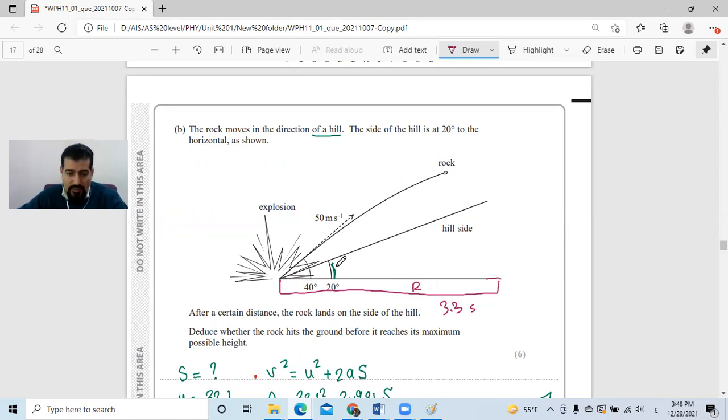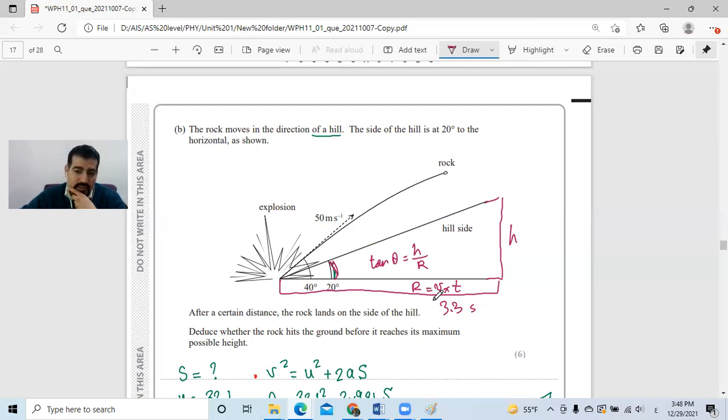If we know the horizontal range and we know the angle here, we can find how much is the height of the hill, like this, by using what? Tan theta equals the opposite, which is the height, over the range that we find, which is the speed in the x-axis multiplied by time. The time is 3.3 seconds.